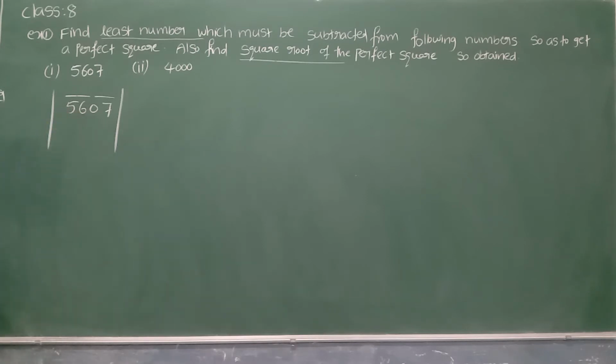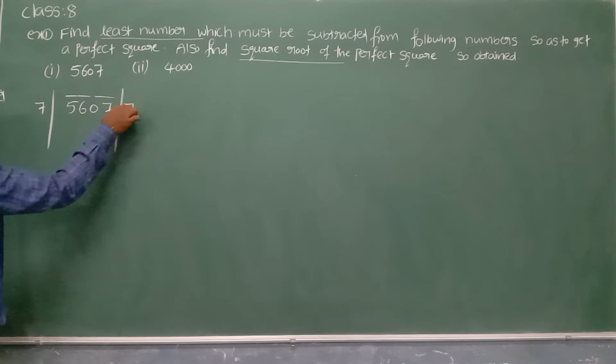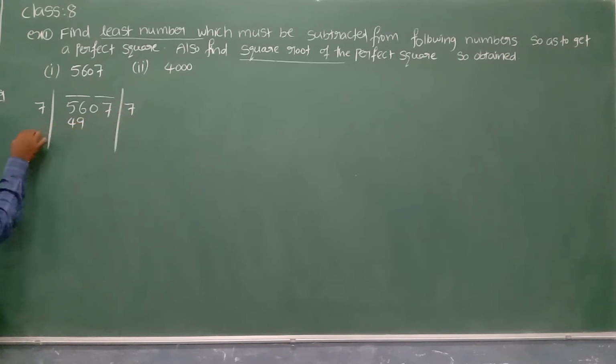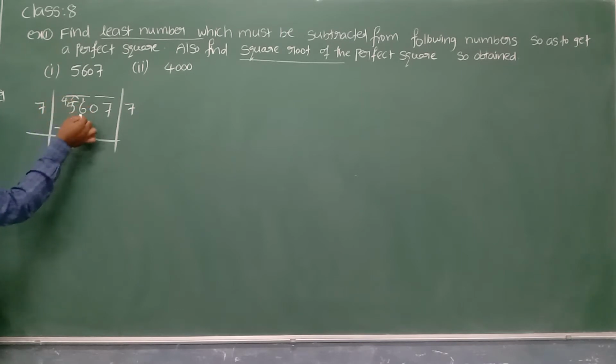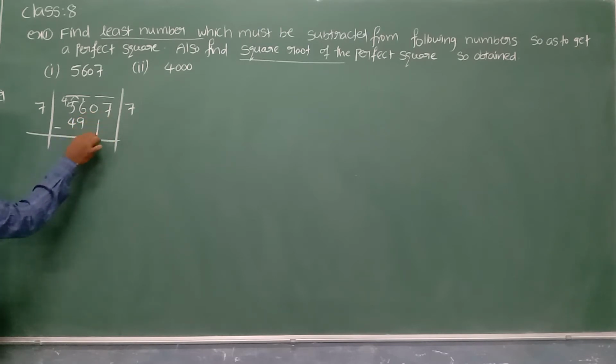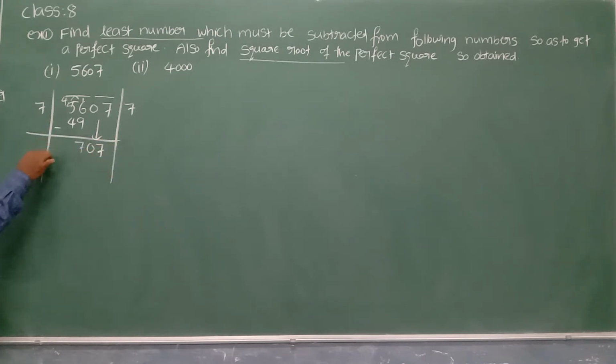7 into 7, 49. 8 into 8, 64. Yes, we'll go with 7 sevens are 49. We'll do subtraction here. Take borrow here, 4 left. 16 minus 9, 7 left. 4 minus 4, 0. Now below the second bar we can see two digits, 0 7. So both we can take down at a time. Now 707 is the new dividend.